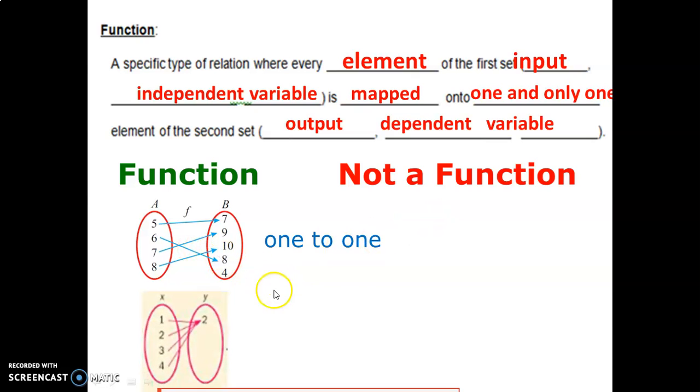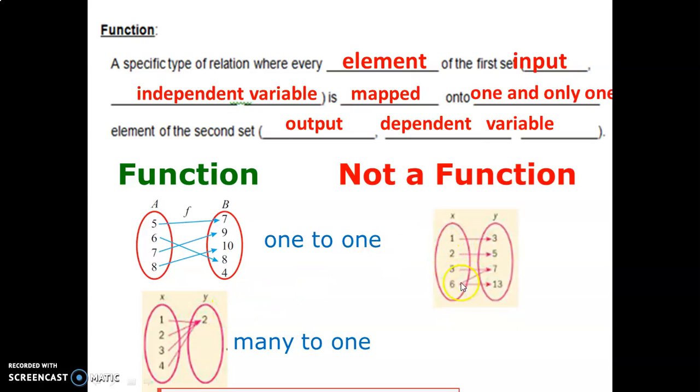Now, things that are not functions. Oh, sorry, here's another function. This one's a little strange because all the arrows go to one place. However, each input produces only one output. Input of 1 produces only 2. Input of 2 produces only one output, which is also 2. Input of 3 produces only one output, which is also 2. So it doesn't matter if that output is the same. Each input is producing only one output. This is called a many-to-one function because many inputs lead to one output.